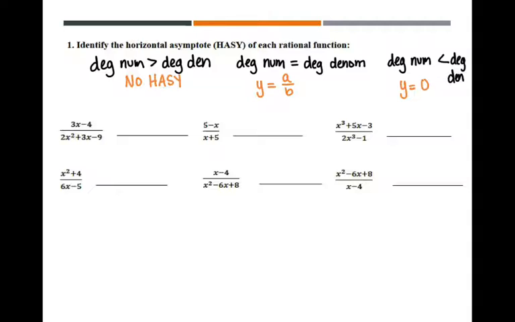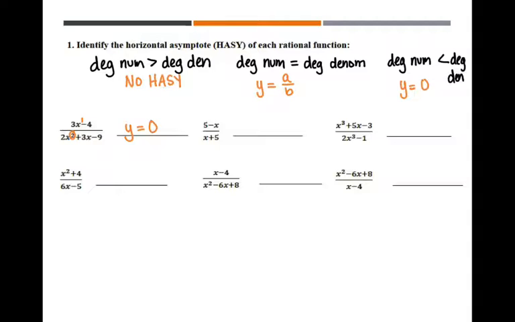So the first thing I want to do is compare all of my degrees. If I look at my numerator, the degree is your highest exponent, which in this case is 1. In my denominator, the degree is 2. So the degree on top is smaller, so that's going to create a horizontal asymptote of y equals 0.